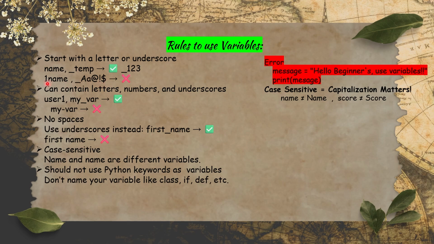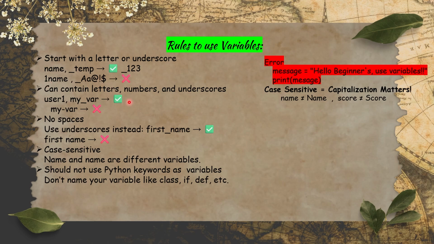And the first example, 1name, is invalid because it has started with a digit. A variable cannot start with a digit, it can only start with an uppercase or a lowercase letter or underscore. And any other special characters are not allowed except underscore.